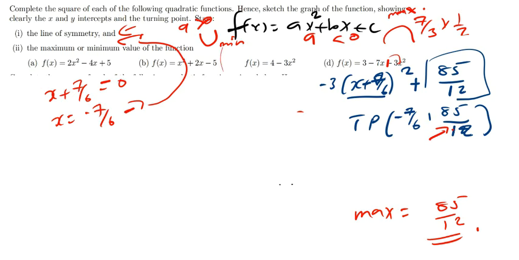So we have found that. Now we need to sketch the graph. Yes. Exactly, yes. Then the number that is x on the turning point is always the line of symmetry.